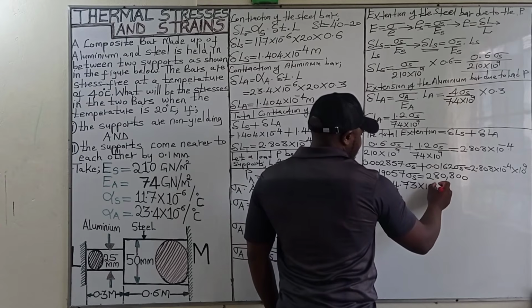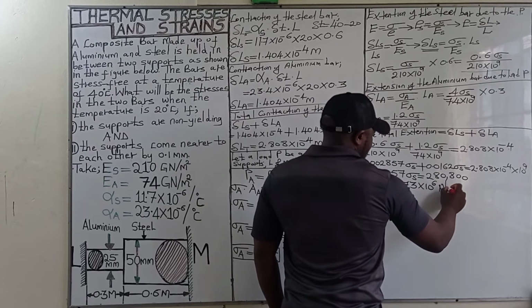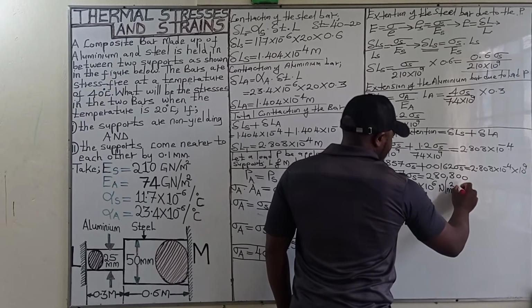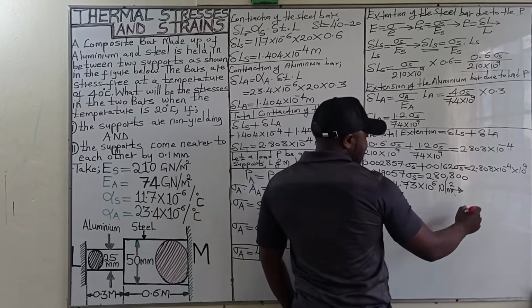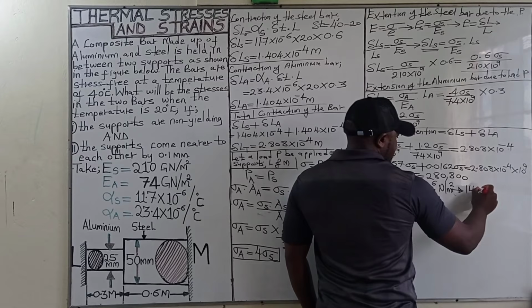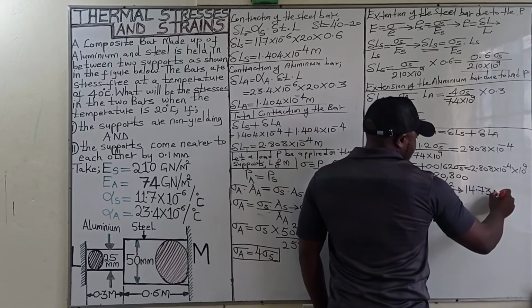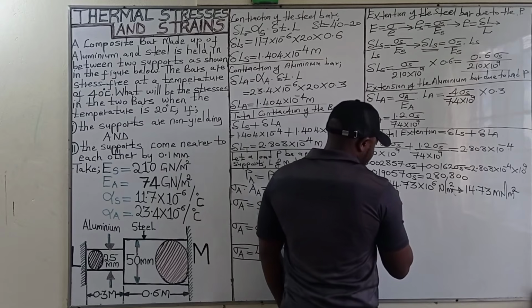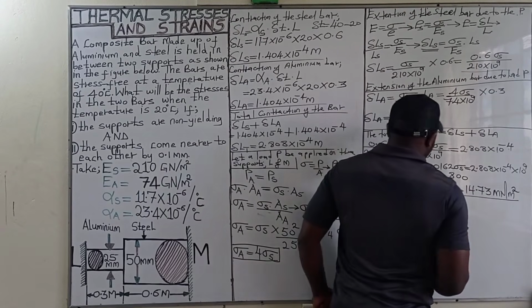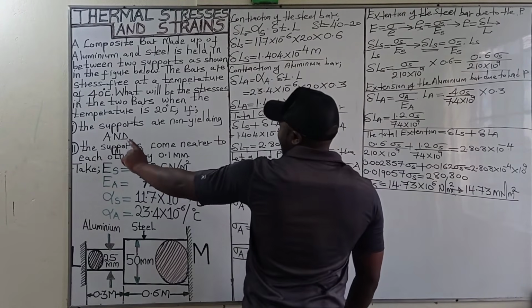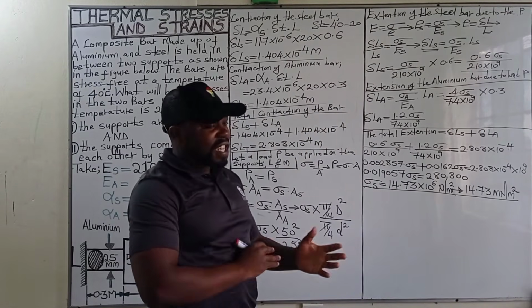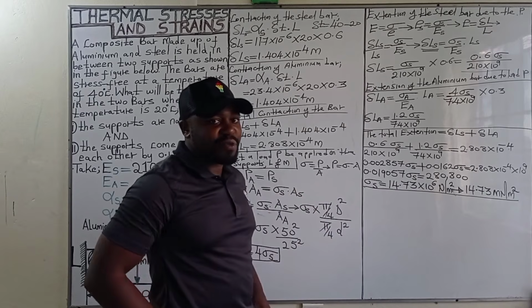14.73 times 10 raised to the power of 6 newtons per square meter, which can also be rewritten as 14.73 meganewtons per square meter. So that is the stress developed in steel when the supports are non-yielding, that is, they don't experience any form of movement whatsoever.